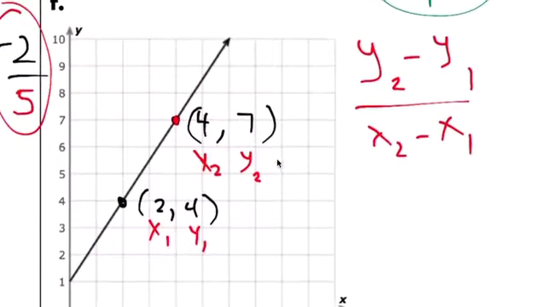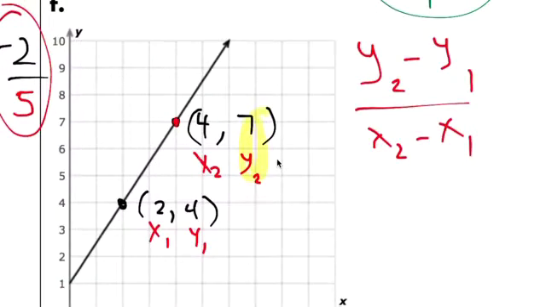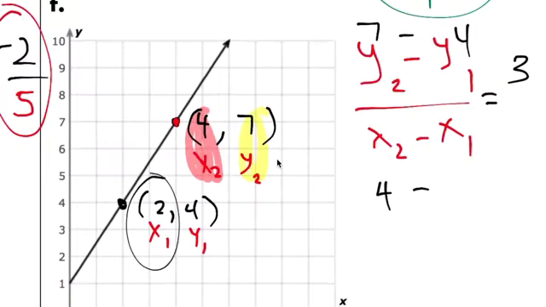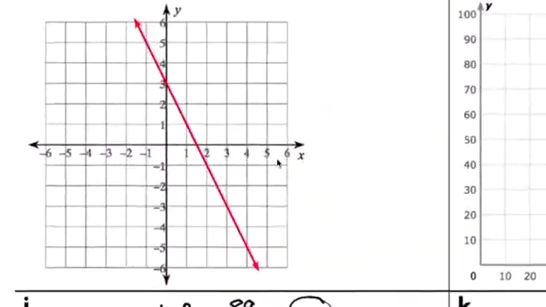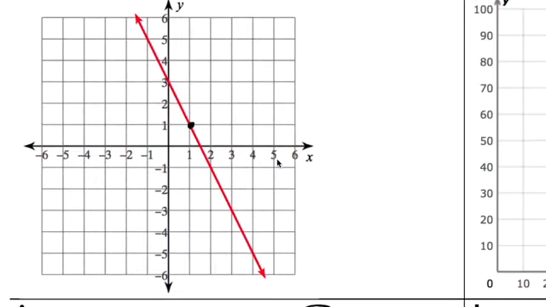So y sub 2 here is 7. So you put 7 minus y sub 1, 4, which is 3. X sub 2 is right here, which is 4, minus x sub 1, which is 2. So 4 minus 2 is 2, so your rate of change is 3 over 2. Okay, you pick a number. 1 would work, 1, 1. And then I'll put 0, 3.